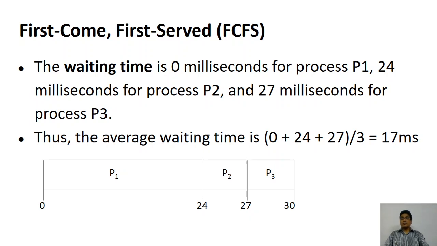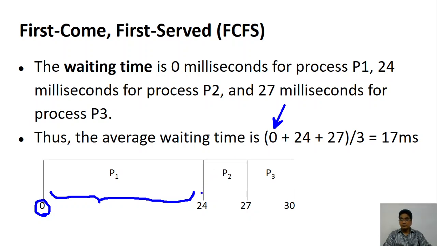Now let's look at the waiting time for every process. You know that process 1 enters immediately. As soon as it comes, process 1 enters into the CPU, so there is no waiting time. The waiting time for process 1 is 0.